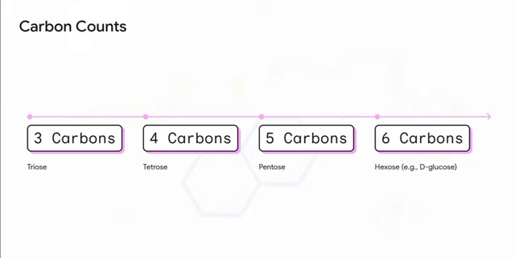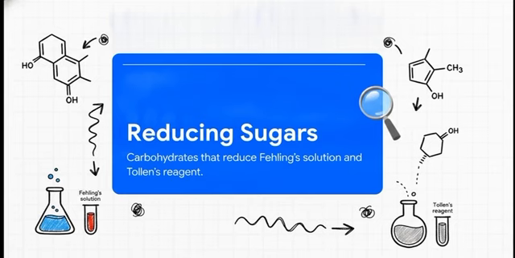Pretty neat system, right? Okay, so a massive point for your exam prep is understanding reducing sugars. A reducing sugar is a carbohydrate with free aldehyde or ketone groups capable of chemically reducing Tollens reagent and Fehling solution. The key word here is free. Keep that requirement in mind, because as we start linking these simple sugars together, they can actually lose those free groups and become non-reducing sugars.